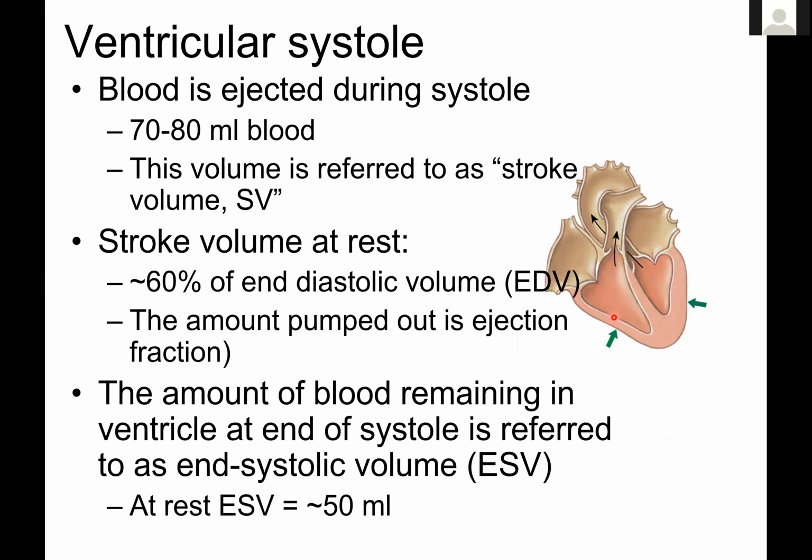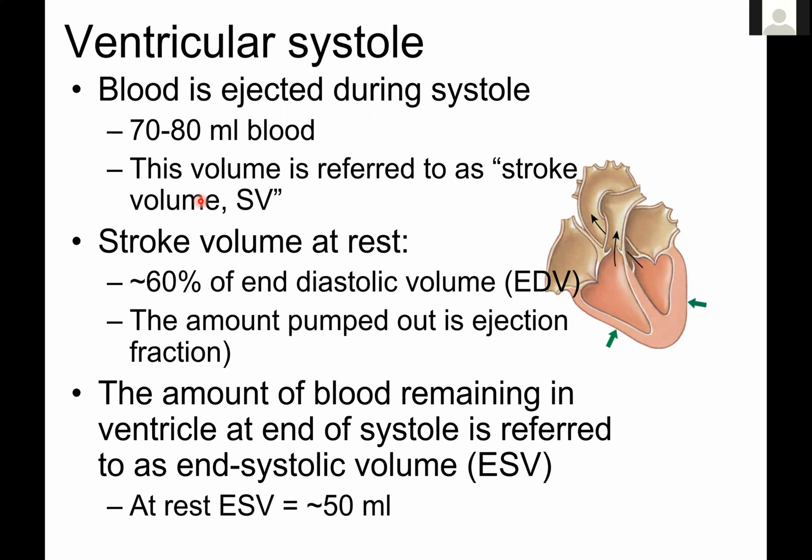So ventricular systole is just the time during which the ventricles are contracting, and blood is actually leaving, once the pressure in the semilunar valves is overcome. The blood that's ejected per side, not total, is between 70 and 80 milliliters. This is referred to as the stroke volume. Now, stroke volume is going to change depending on your activity level.